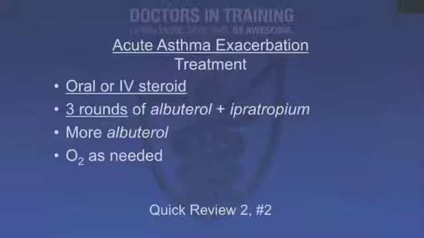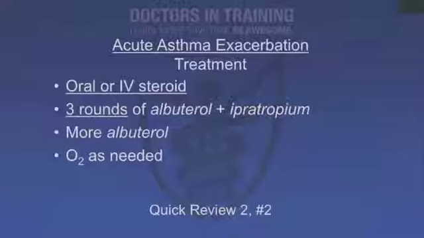Number 2, what medications are used in the treatment of acute asthma exacerbation? Patient comes into the ER, acute asthma attack. What are you going to reach for first? You're going to give an oral or IV steroid. Commonly, you might give a methylprednisolone or prednisone. And additionally, you're going to give 3 rounds of albuterol with ipratropium, the combination of those 2. And then after that, if needed, you give more albuterol.